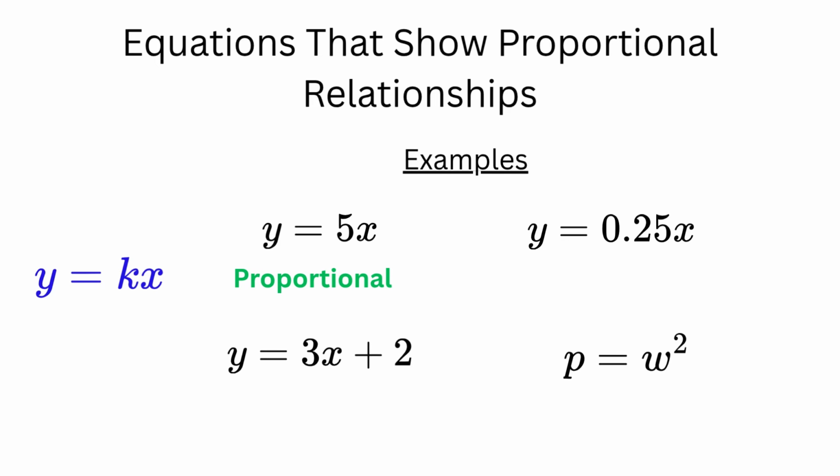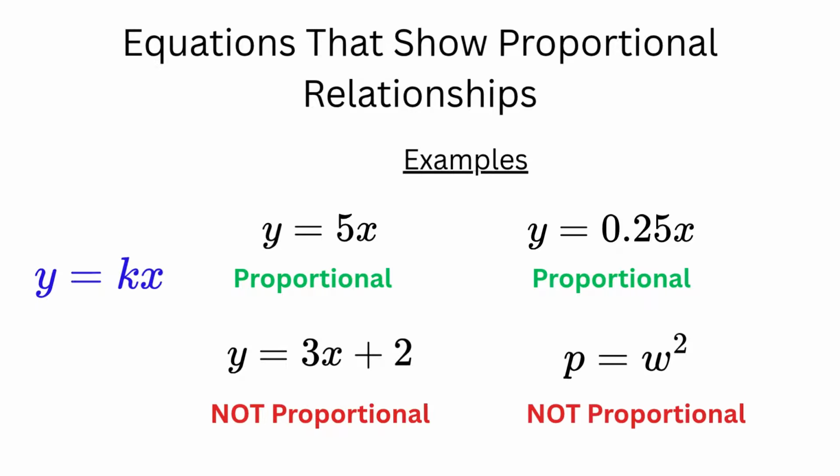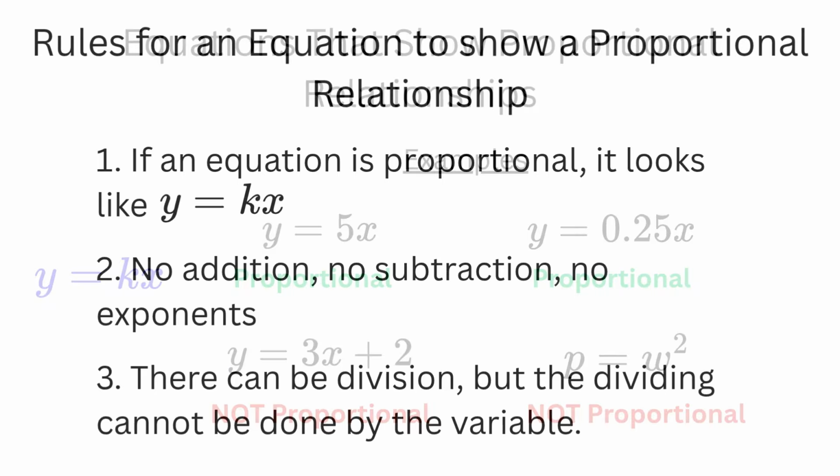y equals 0.25x. That's proportional. k equals 0.25. But y equals 3x plus 2, that's not proportional. Why not? Because of that plus 2. Proportional relationships never have a starting amount or an extra. If x is 0, then y is 0.